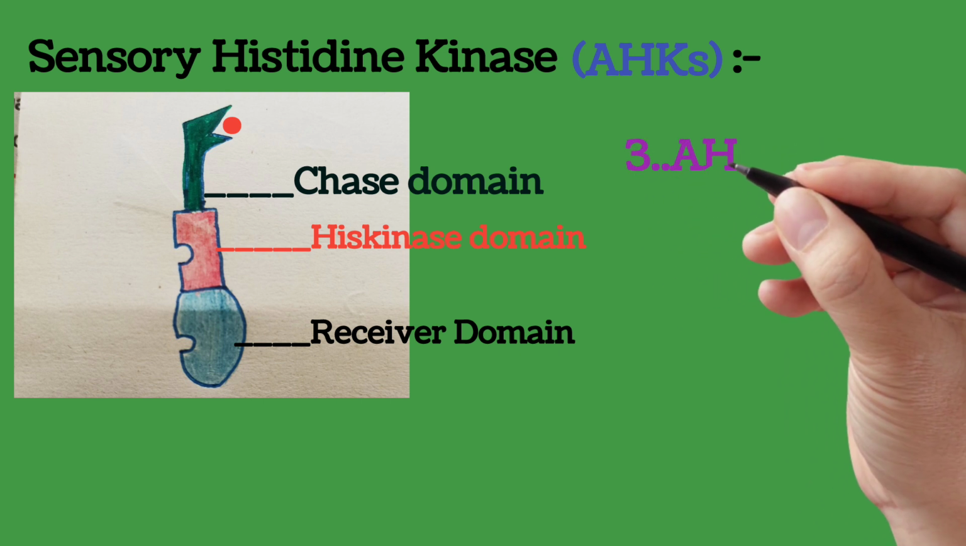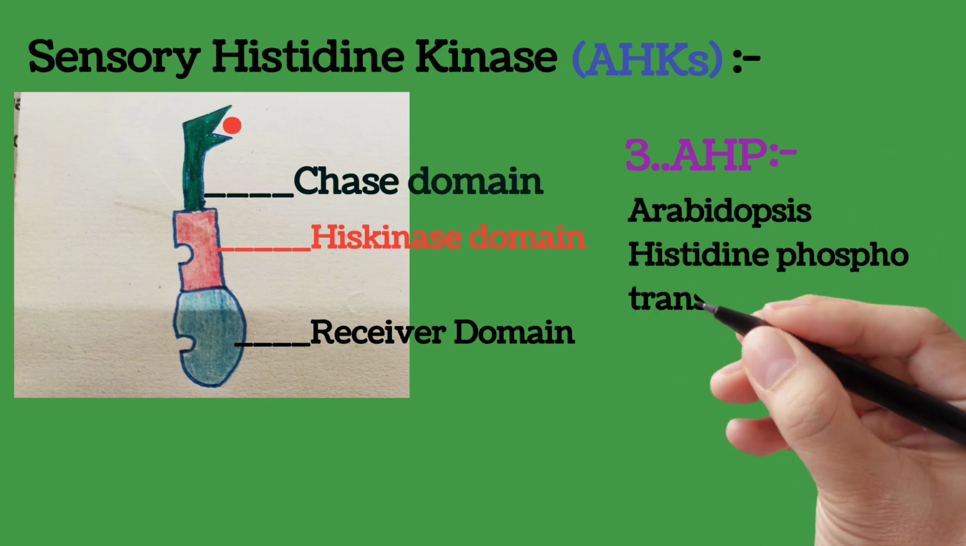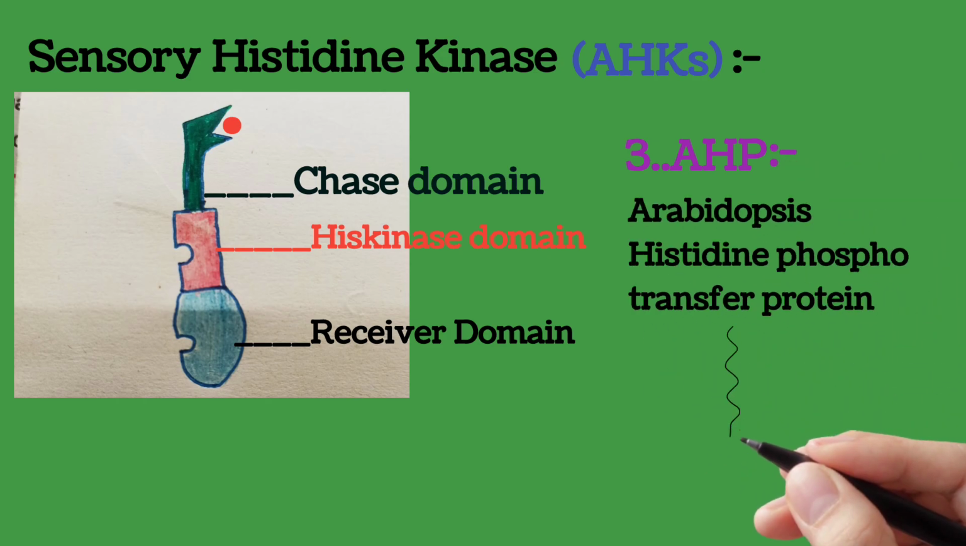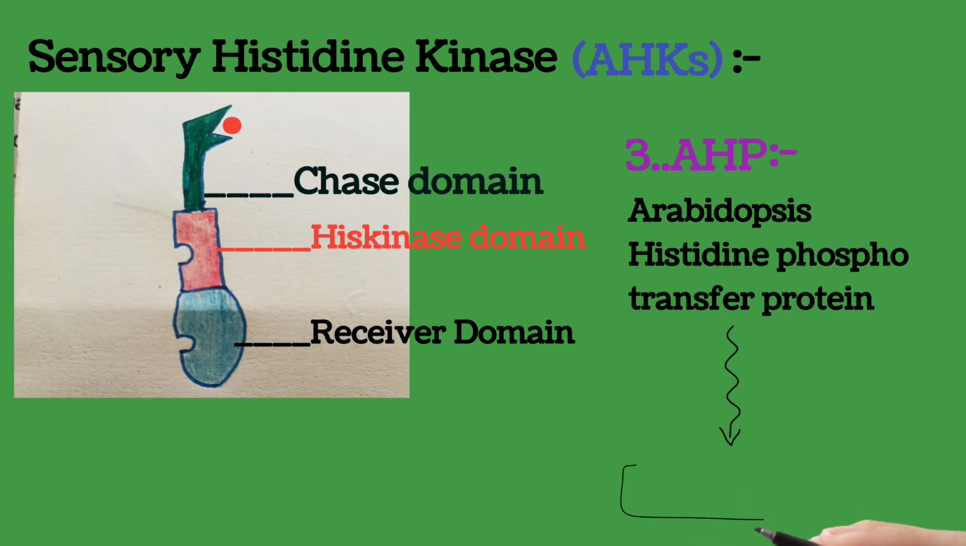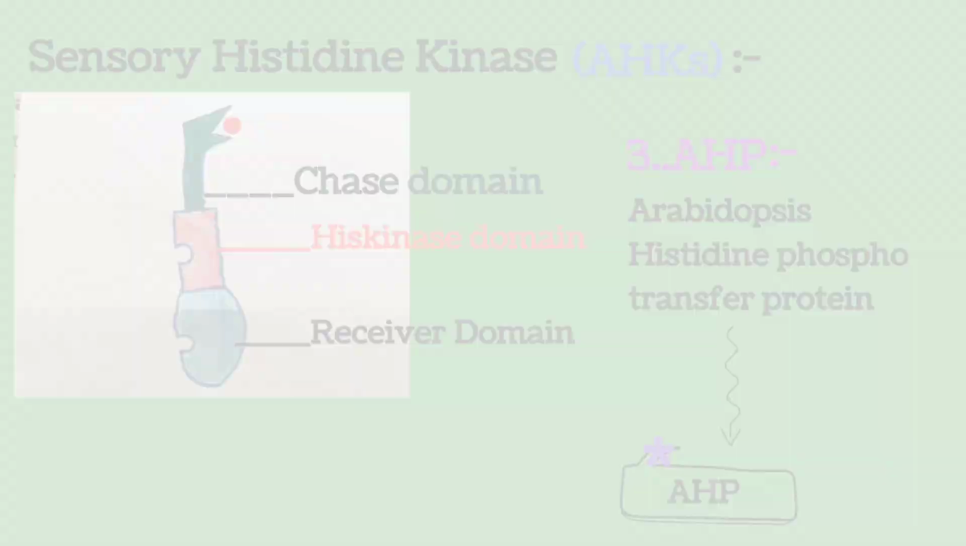Now one more important protein used in the whole signaling is known as AHP, Arabidopsis histidine phosphotransfer protein. This protein has a well-defined structure. We can say AHP also gets phosphorylated. It acts as a mediator protein, or a middleman. The AHP protein gets the phosphate group from the receiver domain and passes it to the nucleus. Hence we can say it acts as an intermediate messenger.